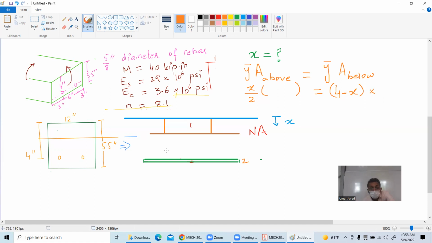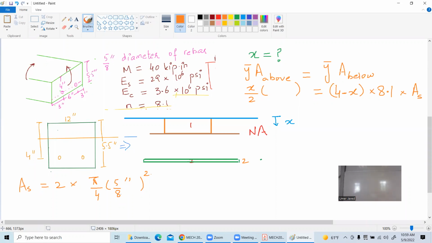How much is this area, anyone? It will be 2 multiplied by the circular area multiplied by 8.1, right? So it will be 8.1 multiplied by the area. So what is the total area of AS? That will be AS is equal to 2 multiplied by pi over 4 multiplied by, what is the diameter of the rebar? 5 divided by 8 inches square. Why did we say 8.1?